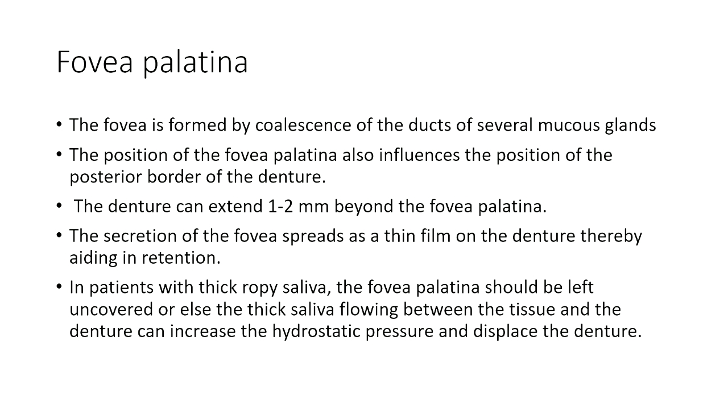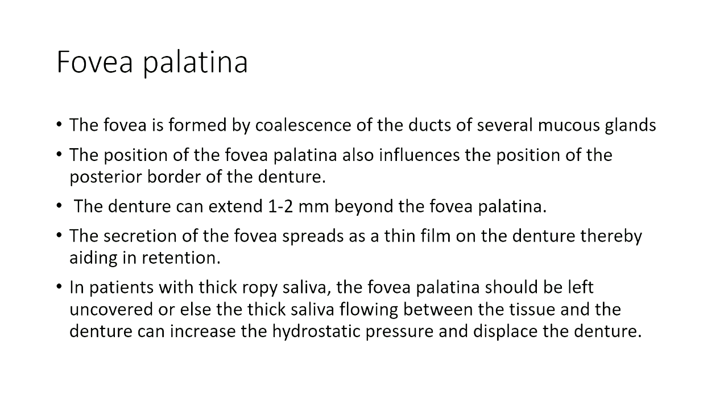Okay, then comes your fovea palatinae. The fovea palatinae is formed by the coalescence of ducts of several mucous glands. We have discussed the fovea palatinae a little while back when we considered the posterior palatal seal, and the position of the fovea palatinae also influences the position of the posterior border of the denture, as we saw. If the patient has a mucous saliva, we are not supposed to cover your fovea palatinae. Otherwise, we are supposed to cover it. And the secretion of the fovea palatinae, when it is serous or mixed in kind, forms a thin film, thereby aiding the retention of your upper denture.